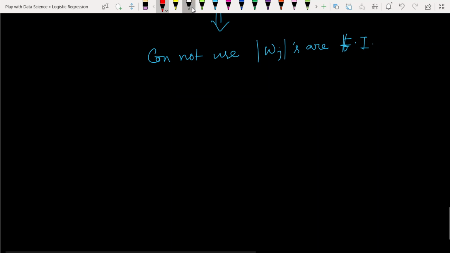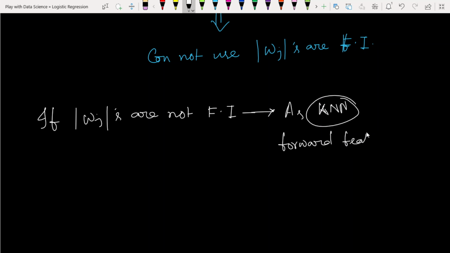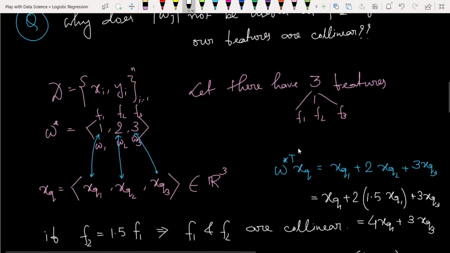So if we conclude that the norm of wj is not usable as feature importance, then we can simply use the KNN, k nearest neighbor, forward feature selection method as a feature selection technique. Okay, I think this concept is clear.